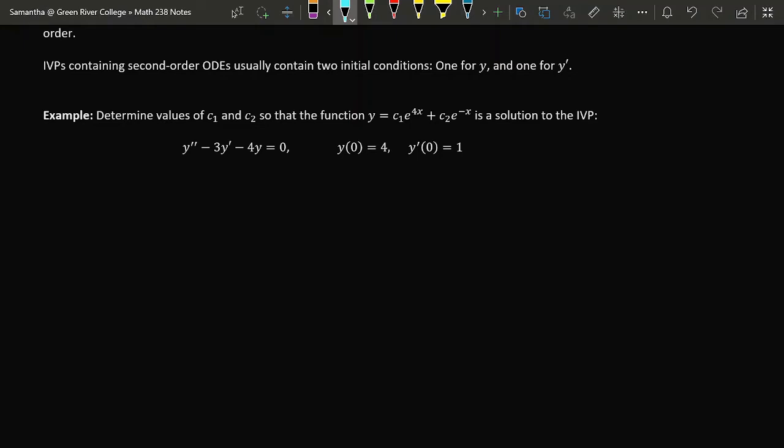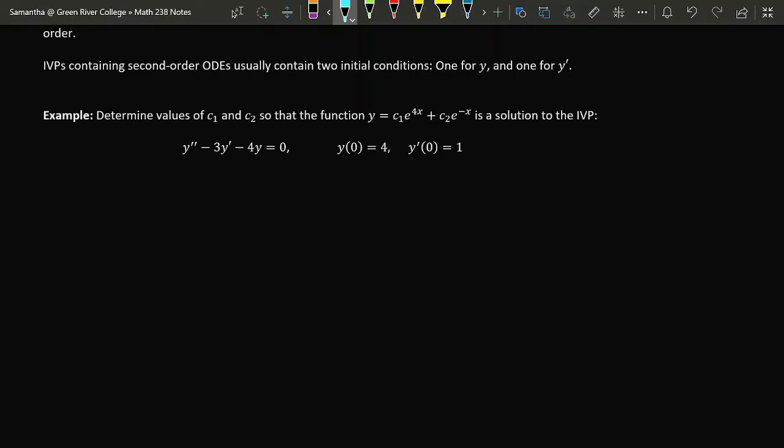Now, someone has determined that a solution to this ODE has the general format C1 times e to the 4x plus C2 times e to the negative x. Let's figure out, based on this given data, what the values of C1 and C2 would have to be to make this entire initial value problem true, to satisfy not only the differential equation, but the initial conditions.